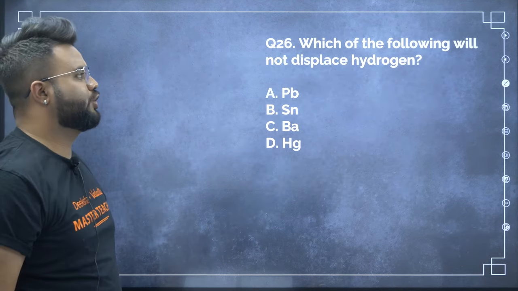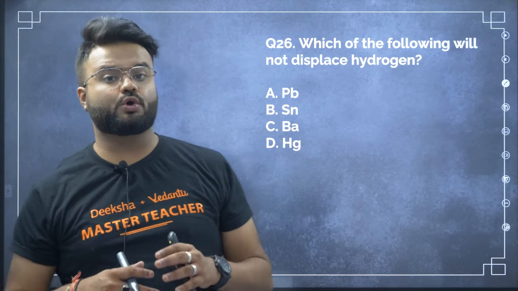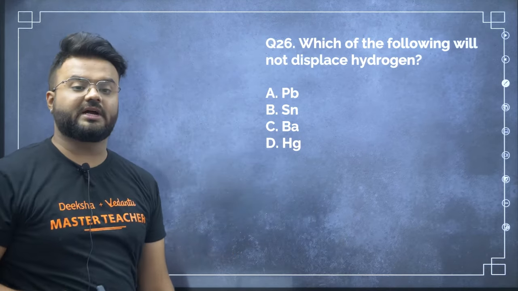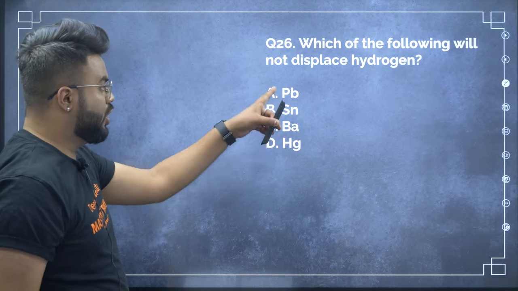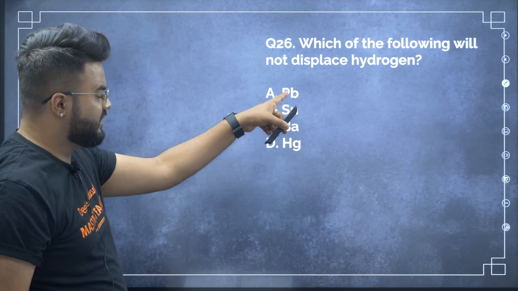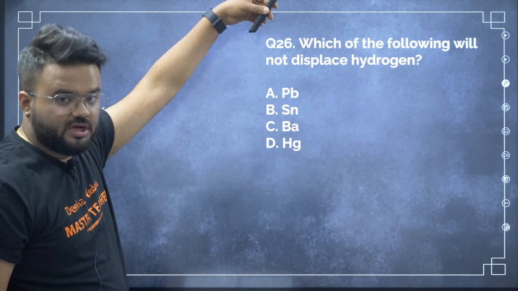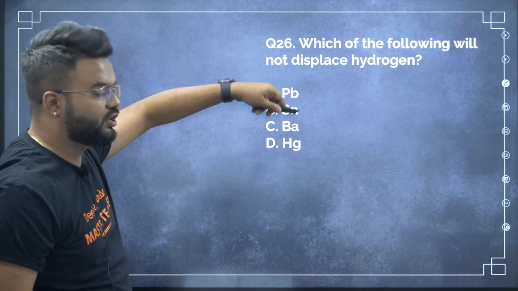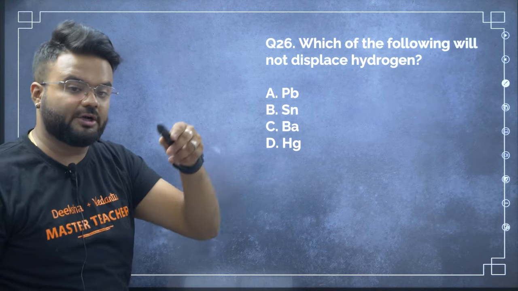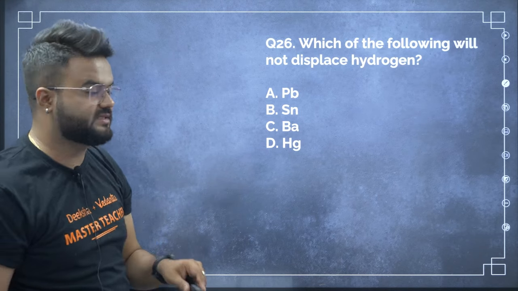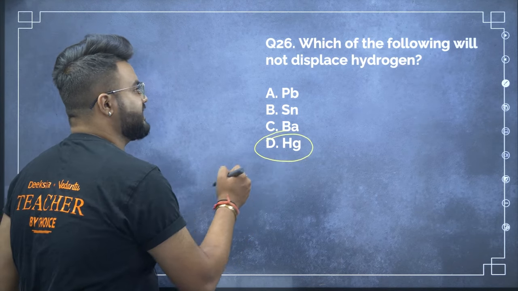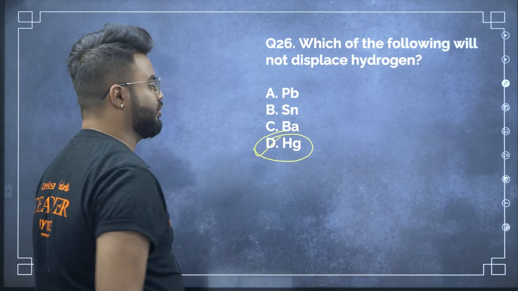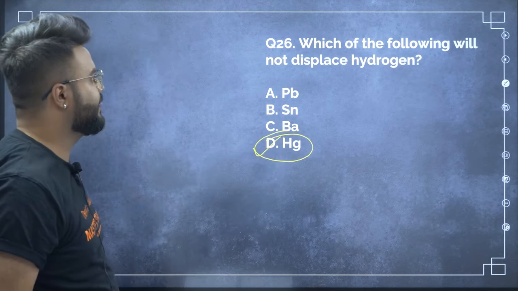Which of the following will not displace hydrogen? This is a question from the electrochemical series and a direct question. We know that among all these, three elements stay above the hydrogen, so they can displace the hydrogen in the acidic medium. But we know that mercury is below the hydrogen in the electrochemical series. Therefore, it will not displace hydrogen in the acidic medium. Therefore, correct answer is option D.